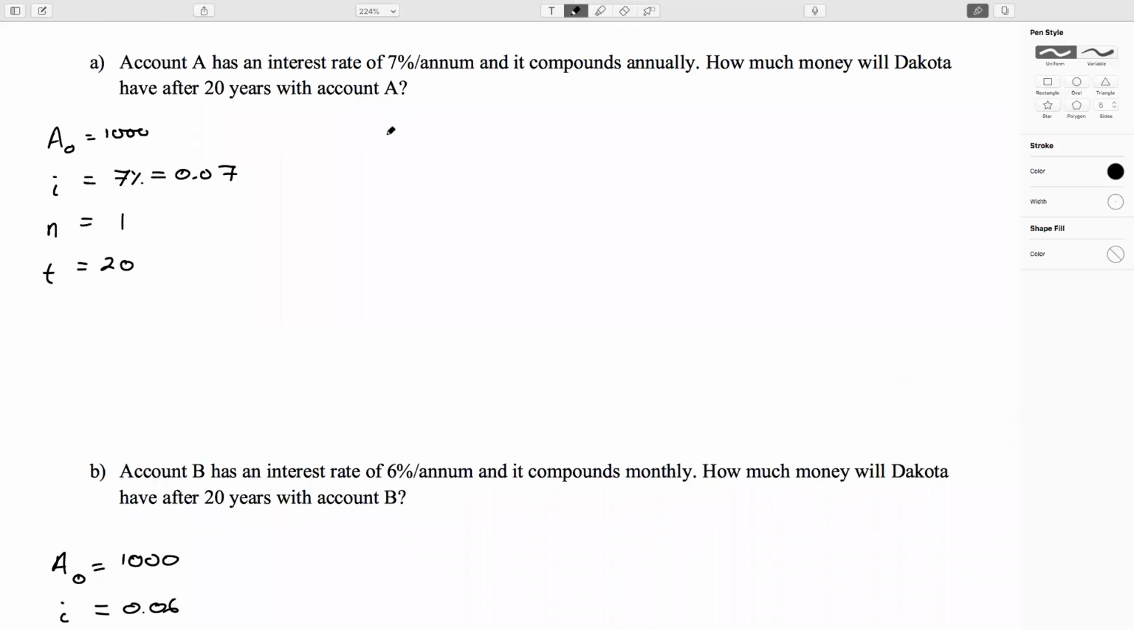So using our formula, A equals A naught times 1 plus I over N, to the power NT. A naught is 1,000 times 1 plus 0.07 over 1, to the power 1 times 20. If he goes with account A, he will have $3,870 in 20 years' time.